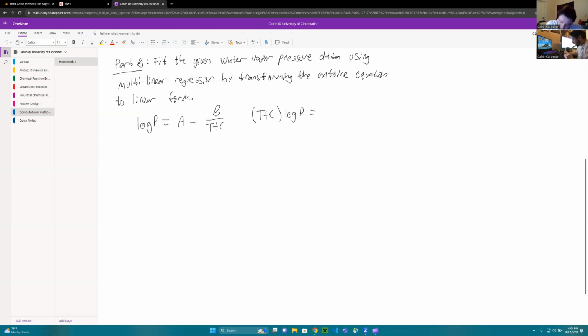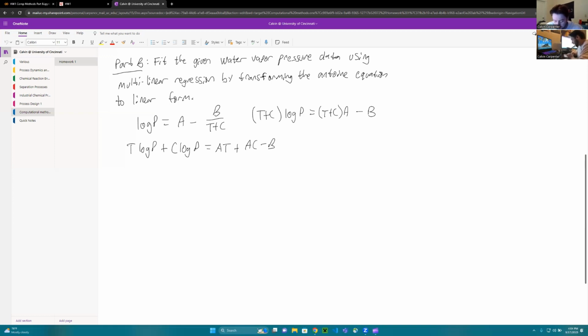equals T plus C times A minus B. So expanding this out, we will get T log P plus C log P equals AT plus AC minus B.